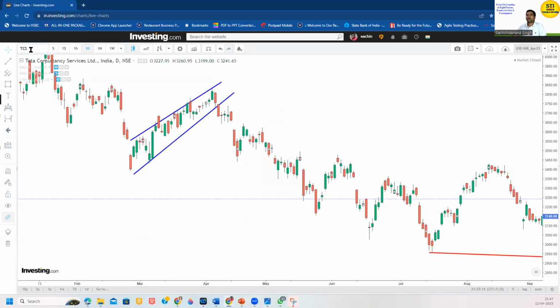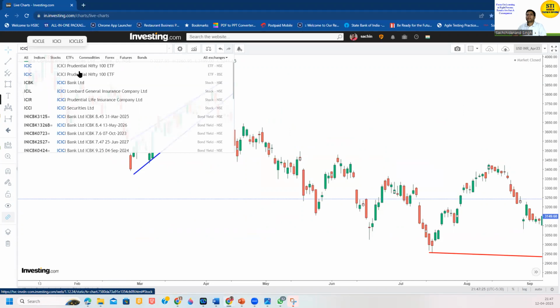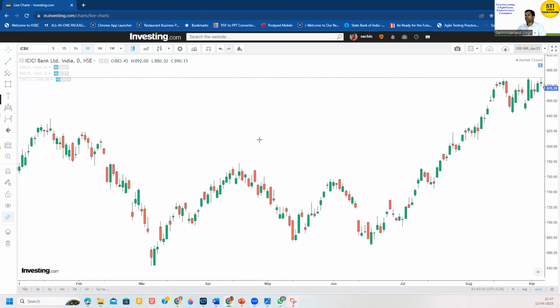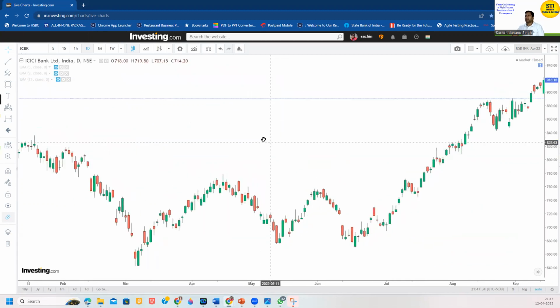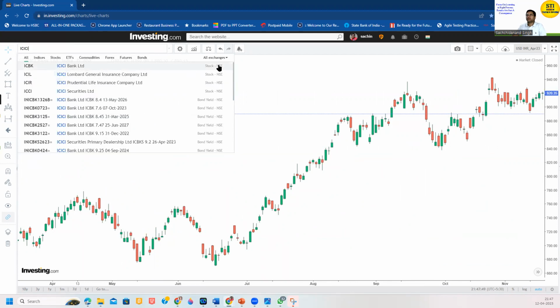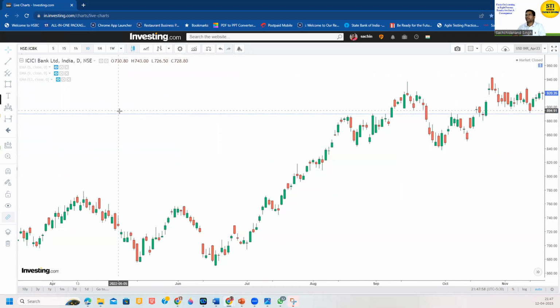So let me bring the ICICI chart. Not Prudential, I need ICICI Bank. Okay, so how to add this particular indicator to your chart? When we search for any stock, we type the name, it will print, and from there we can select. I'm just typing for you. I just selected ICICI Bank, and normally we look into the NSE. So the first point, ICICI Bank Limited on NSE, that is my chart selection. Once I do that, it will show me the ICICI Bank chart.